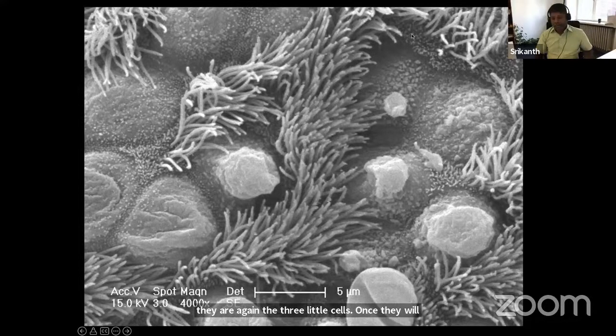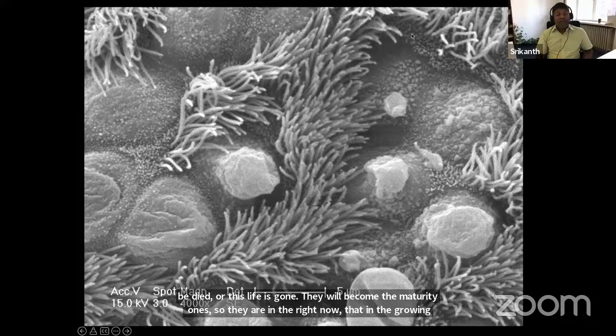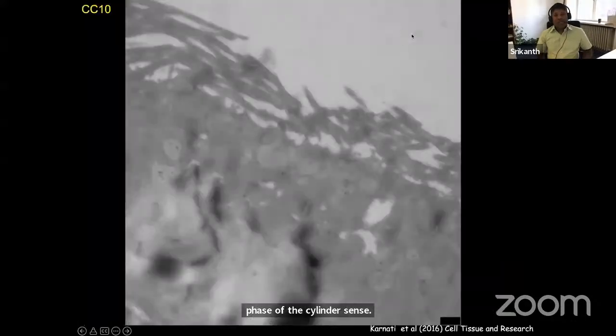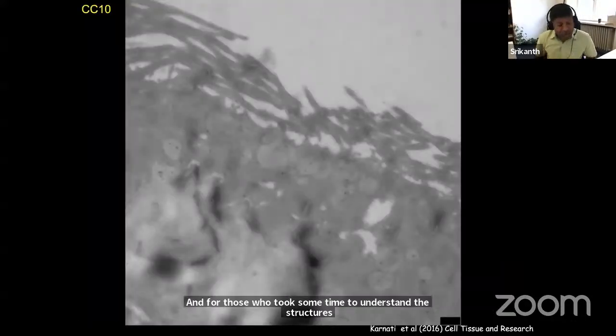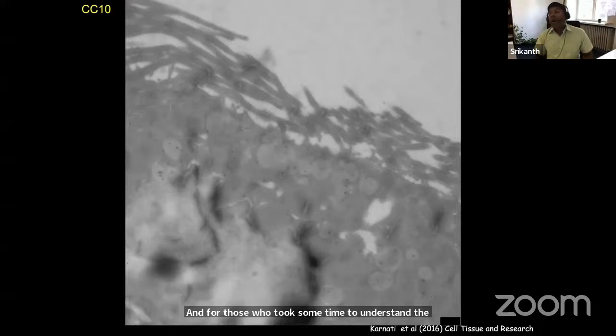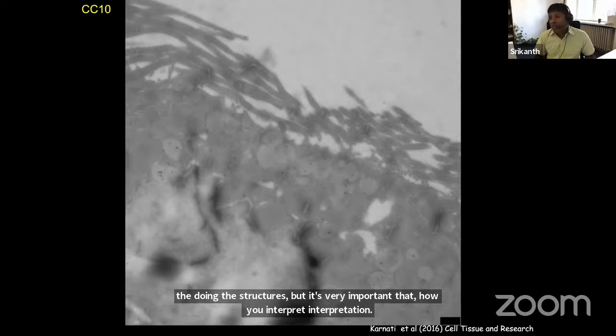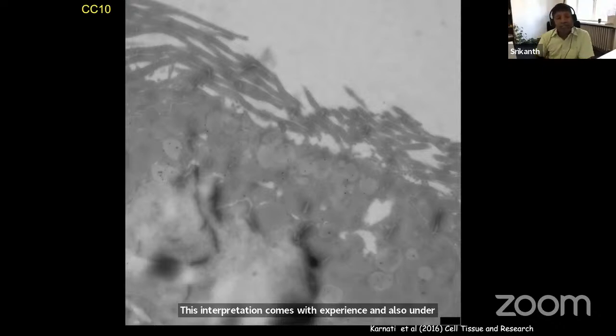Okay, this answers it. And for us also, it took some time to understand these structures. Also, the important thing is not just about doing the structures, but how you interpret them. This interpretation comes with experience and also an understanding of histology.